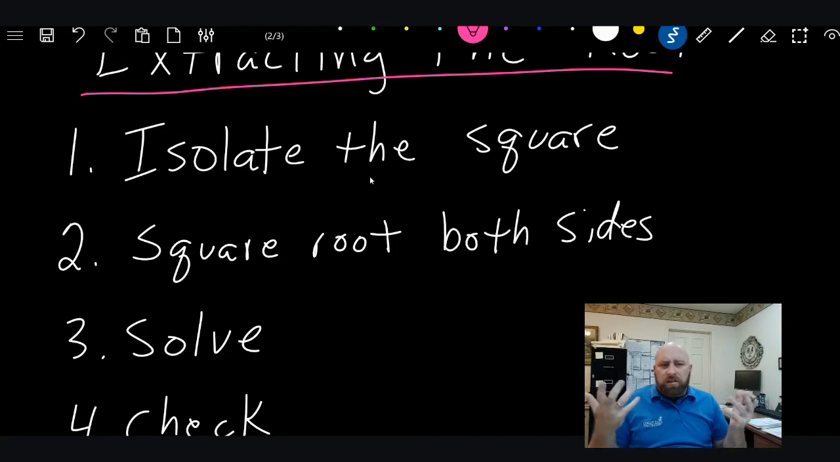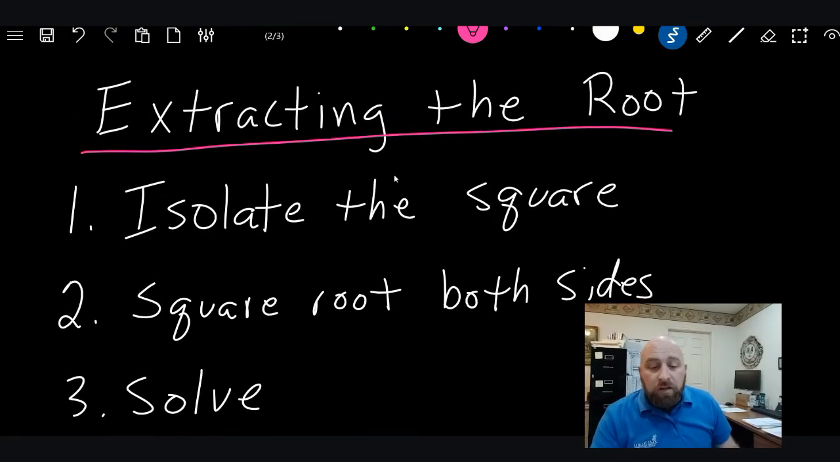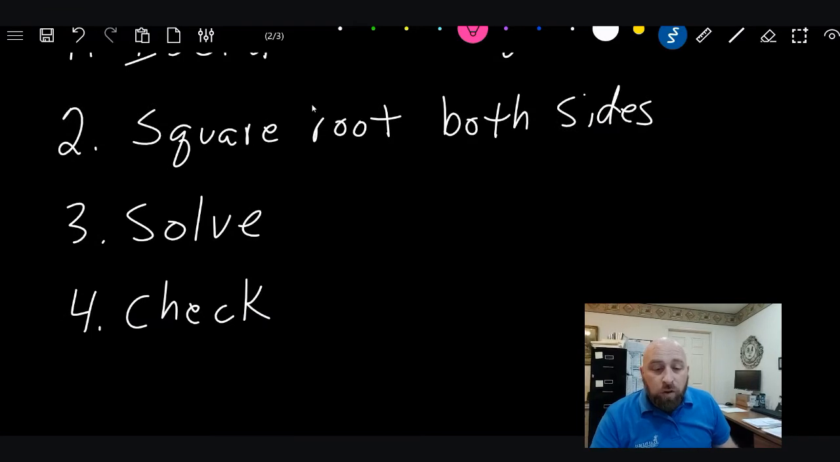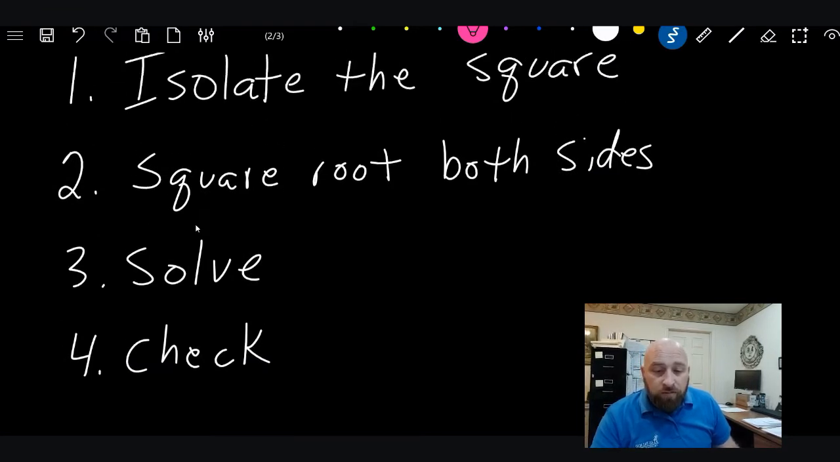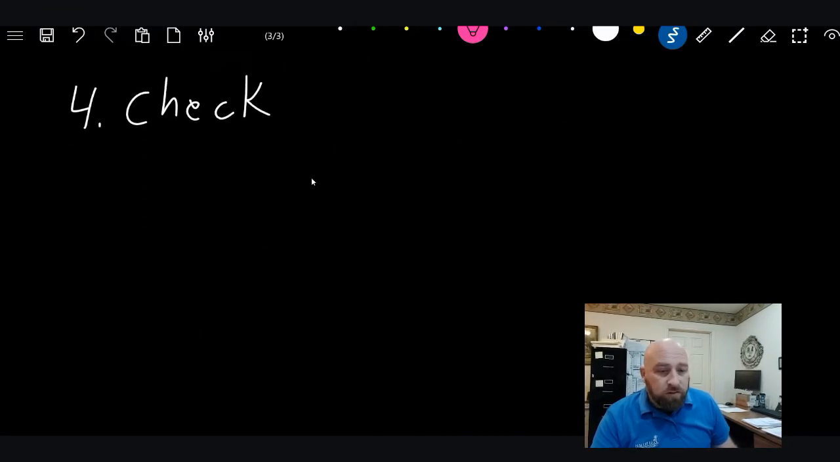Why? Okay, so you say factoring's easy. Well, not every number is factorable. We can't always factor the number. Sometimes they come up with weird things with radical signs in them, and we can't factor it. So we need to learn other methods. So extracting the root. Square root both sides, solve, and then check. So this is what we need to do. Let's take a look at one of these.